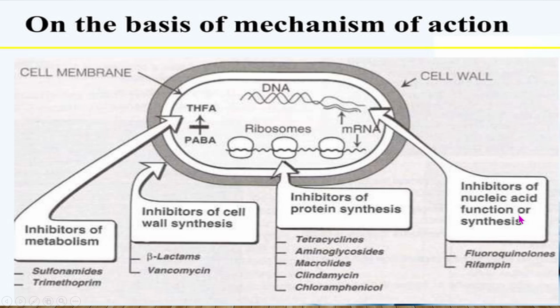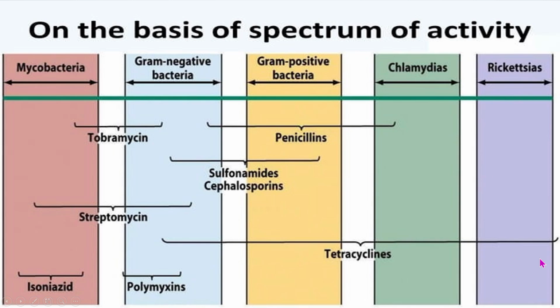Next are inhibitors of nucleic acid function and synthesis. Now we all know the formation of mRNA propagates and forwards towards protein synthesis. If we inhibit the unwinding of the DNA, which carries the message of which protein is to be synthesized, if we stop this procedure of unwinding, we can ultimately stop the growth and kill that bacteria. Examples of this class of compounds are fluoroquinolones and rifamycin.